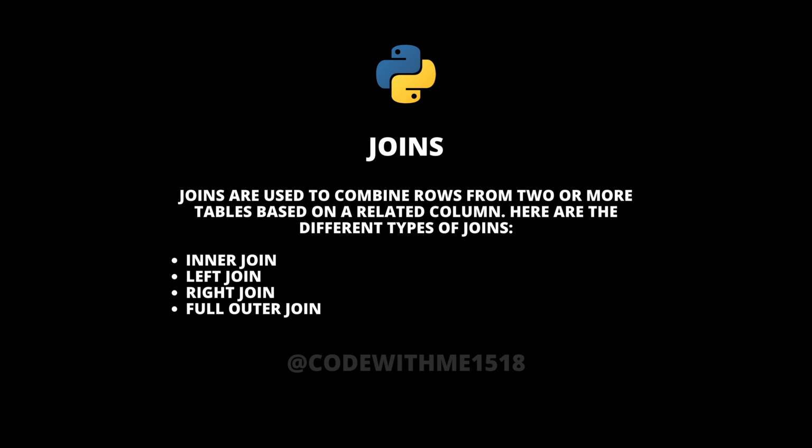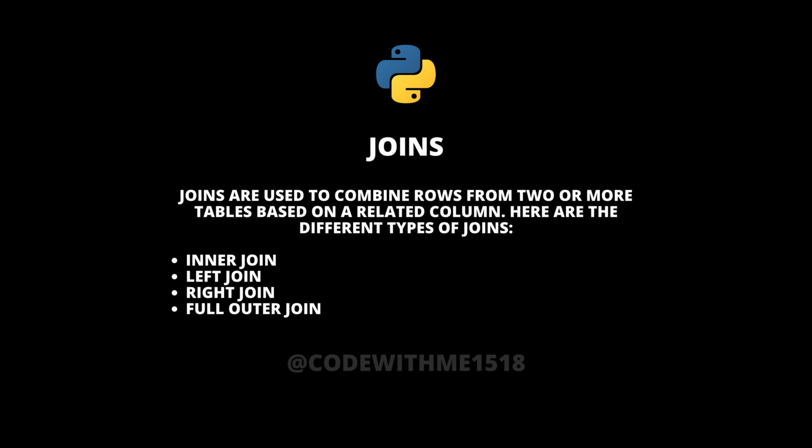Inner join returns only the matching rows from both tables. Left join returns all rows from the left table and the matched rows from the right table. Right join returns all rows from the right table and the matched rows from the left table. Full outer join returns all rows when there is a match in either left or right table.